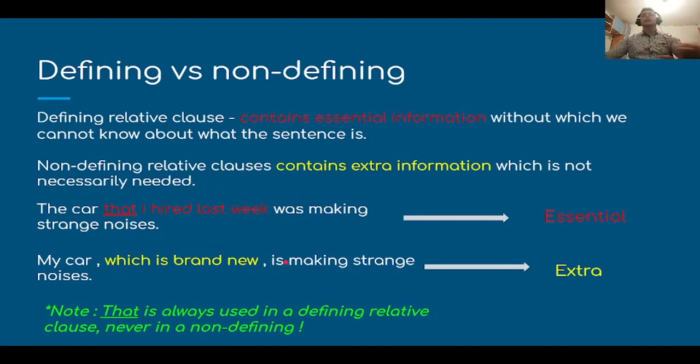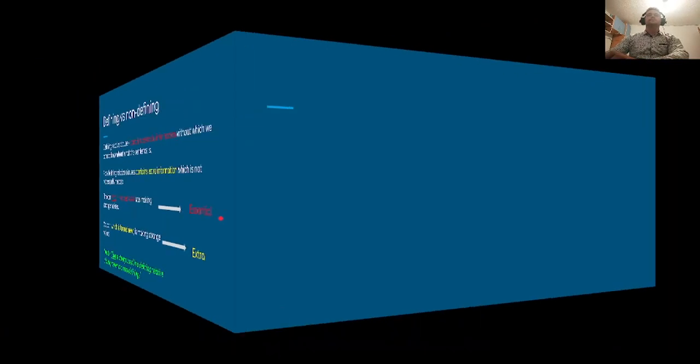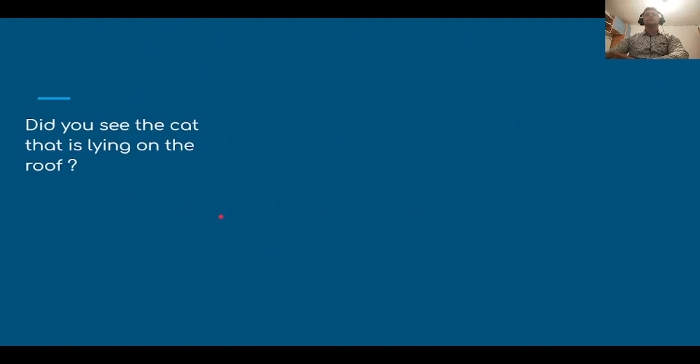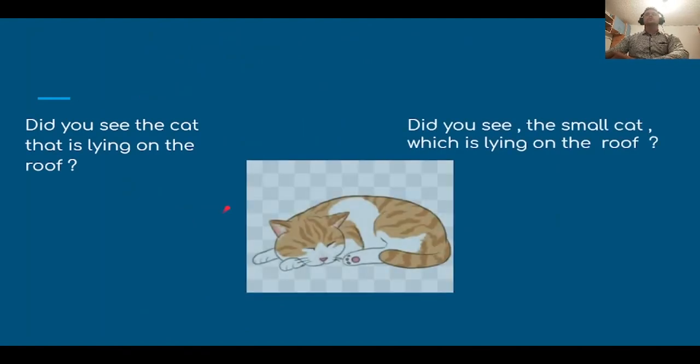Absolutely. And something that's very important for us to know, it's about the relative pronoun that. So, as you can see from the pairs of sentences, that is always used in a defining relative clause. Remember, never use it in a non-defining clause. For the non-defining, for things, we use which. Now, we're going to look at another pairs of examples.